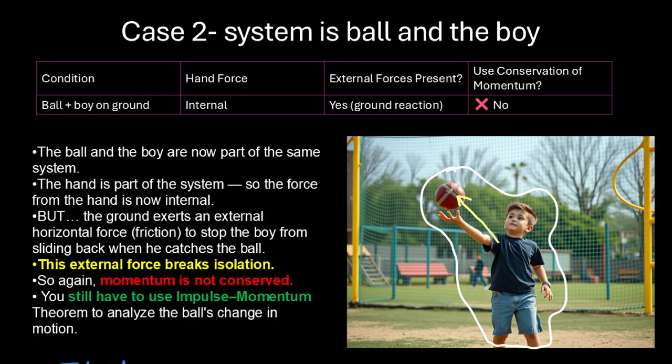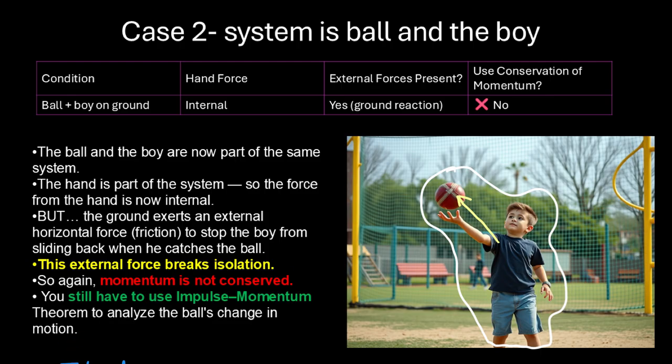But the ground exerts an external horizontal force, which is the friction, to stop the boy from sliding back when he catches the ball. This external force breaks the isolation. So again, momentum is not conserved. You still have to use impulse momentum theorem to analyze the ball's change in motion.